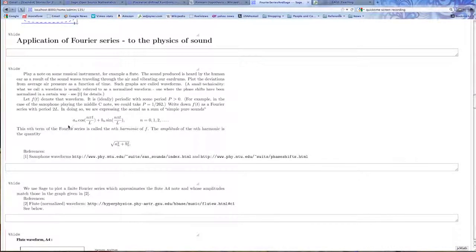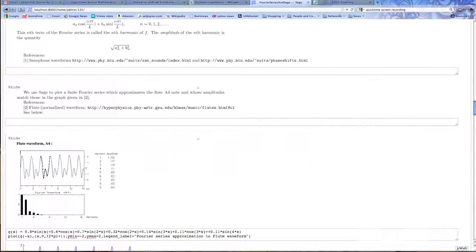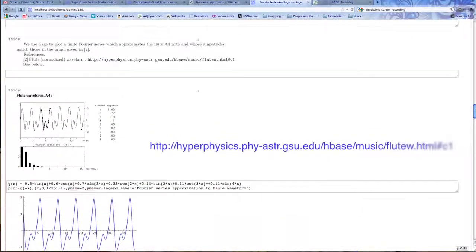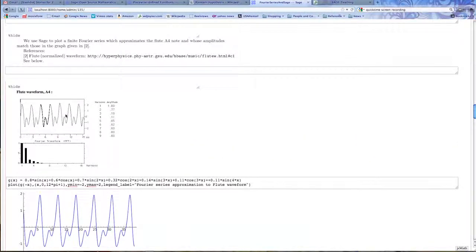There's another piece of terminology. The square root of a_n squared plus b_n squared is called the amplitude of that nth harmonic. There are various websites that actually tabulate the waveforms and the amplitudes for you. So here's a waveform of a flute, and there are the amplitudes that have been computed.